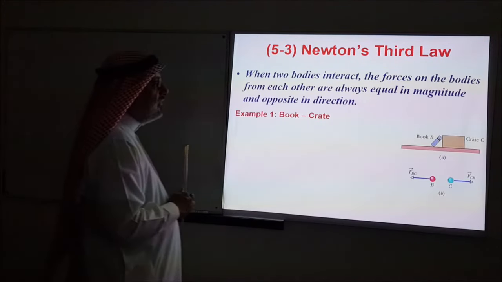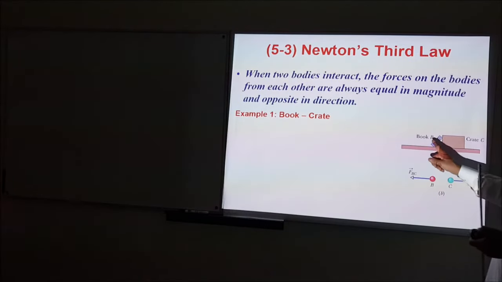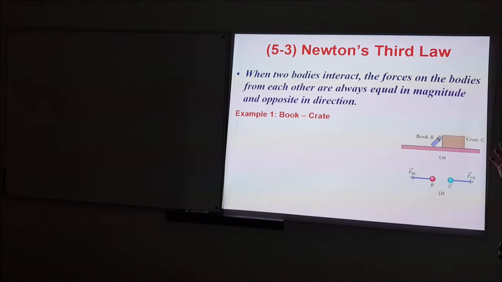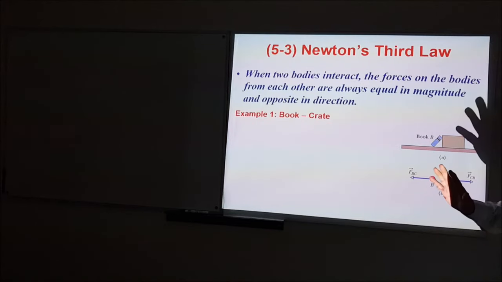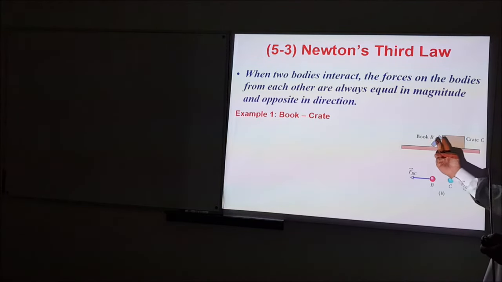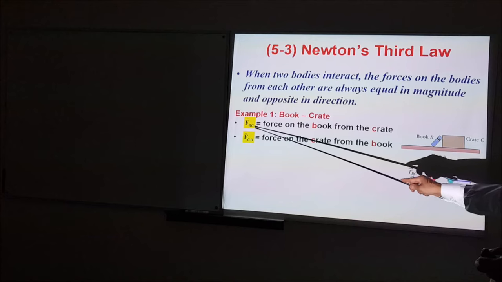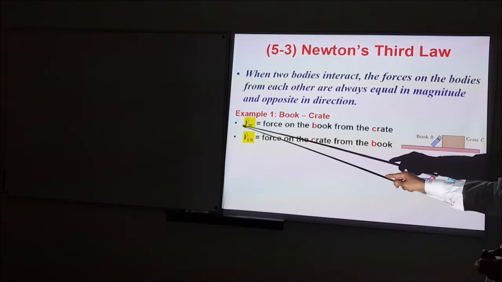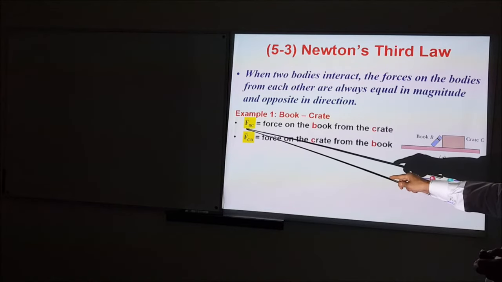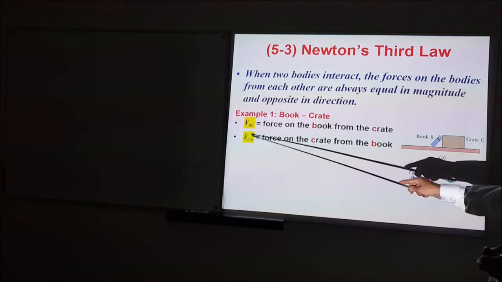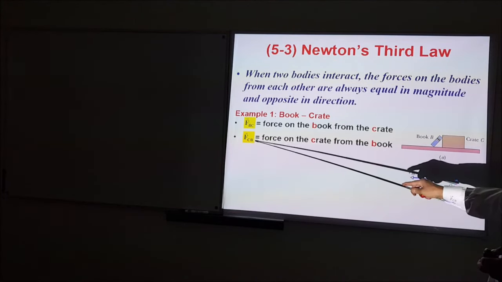Let's take an example. The first example is where we have a book leaning on a crate, on a box, crate C. Let's analyze the forces here, and we will only care about the forces between the two objects. Of course, there are other objects, there are other forces like friction, normal force, gravitational force. They are there, but here we are only talking about the mutual forces between the two objects. What are they? We have two of them. The first one is called FBC, watch the order of the letters. It's the force on the book from the crate. And this one is FCB, the force on the crate from the book.